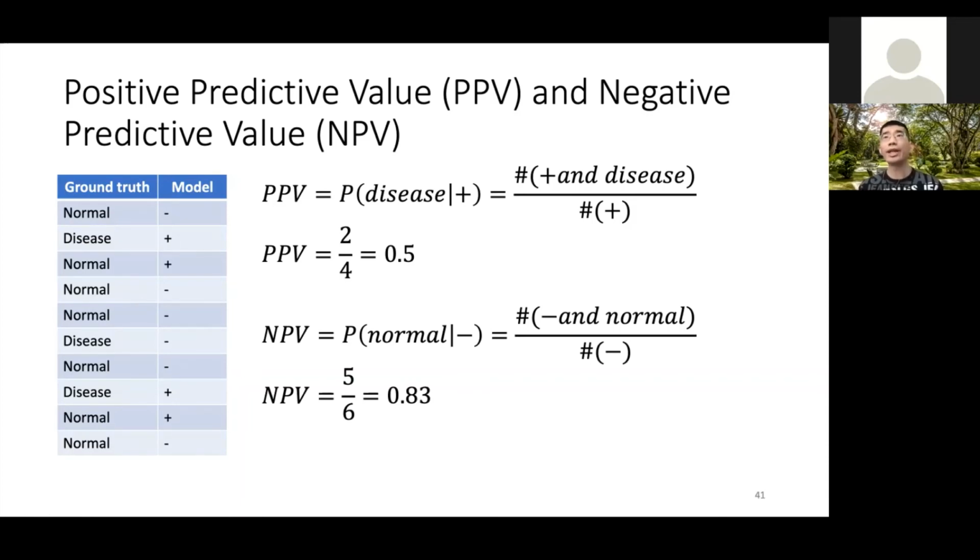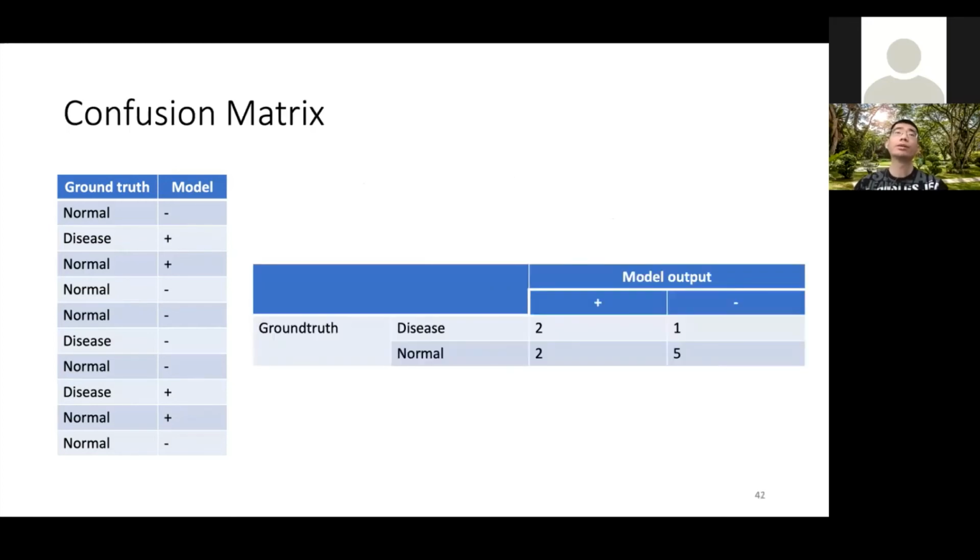Now that we have seen PPV and NPV in addition to sensitivity and specificity, let's look at how they relate to each other, okay? To see their relation, we'll use the confusion matrix. The confusion matrix can be used to look at the performance of a classifier in the form of a table. The rows correspond to the ground truth and the columns to the model predictions or the model outputs, okay? And the cells in the table correspond to the number of elements corresponding to each ground truth and model prediction combination.